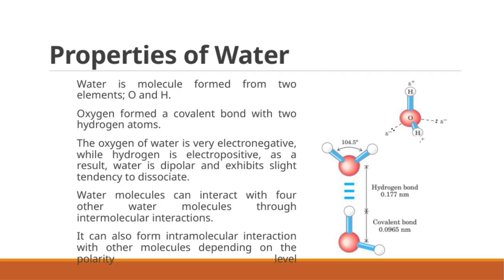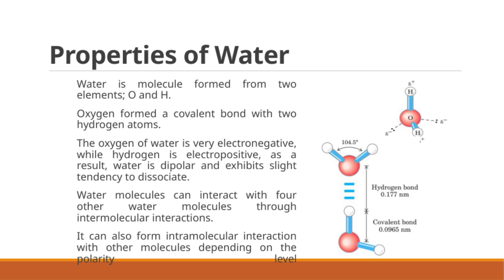Water is a molecule formed from two elements, oxygen and hydrogen. The oxygen atom creates a covalent bond with two hydrogen atoms, resulting in the familiar H2O structure. What's really interesting is that the oxygen in water is highly electronegative, meaning it pulls electron density towards itself. In contrast, hydrogen is electropositive, so it tends to have a slight positive charge. This difference makes water a dipolar molecule, with a positive and a negative side, which also means it has a slight tendency to dissociate into ions.